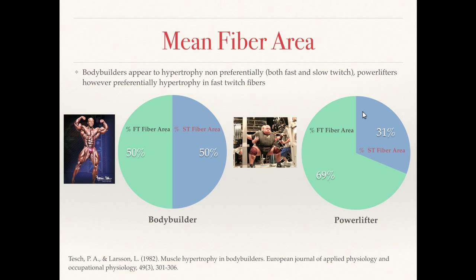In contrast, bodybuilders actually had about 50% of their fiber size dictated by the slow twitch fibers and 50% by the fast twitch. Now this indicates that bodybuilders non-preferentially hypertrophy both fibers. And it also shows that hypertrophy of both fibers becomes important for the physique athlete.